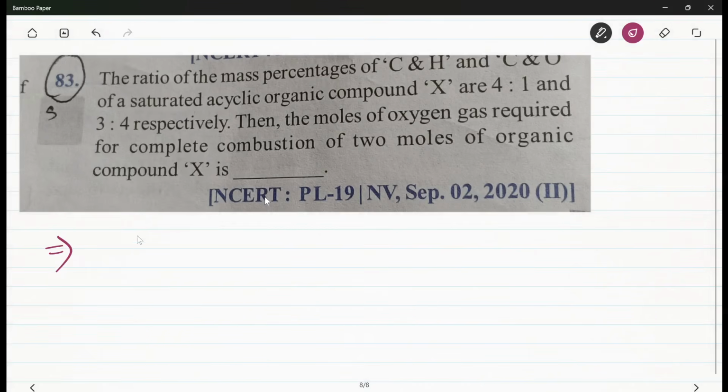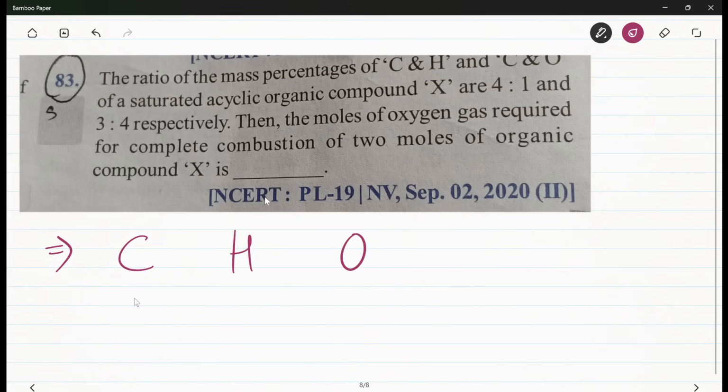The ratio of mass percent of carbon and hydrogen, and carbon and oxygen, in an unsaturated acyclic organic compound X are 4 to 1 and 3 to 4 mass percentages. What are the moles of oxygen gas required for complete combustion of 2 moles of this organic compound X? Hit and trial, that's it. X, H, O. What are they telling?